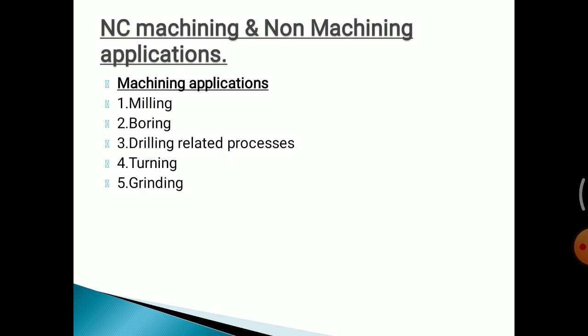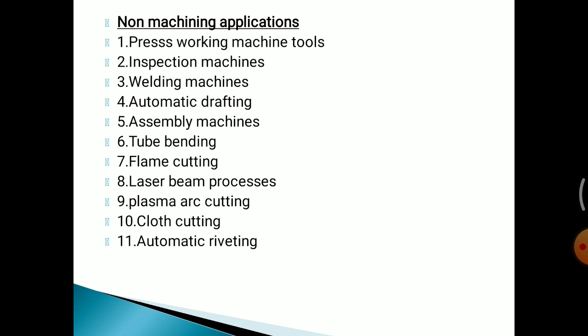Now let us discuss the machining and non-machining applications of NC machines. First of all, we will discuss the machining applications. The machining applications are milling, boring, drilling related processes, turning and grinding. So these are the examples for machining applications. Now non-machining applications. Machining means we are removing the excess material from the workpiece to get the required shape and size. In non-machining applications, we are not removing any kind of material from the workpiece. So that is the difference between machining and non-machining applications.